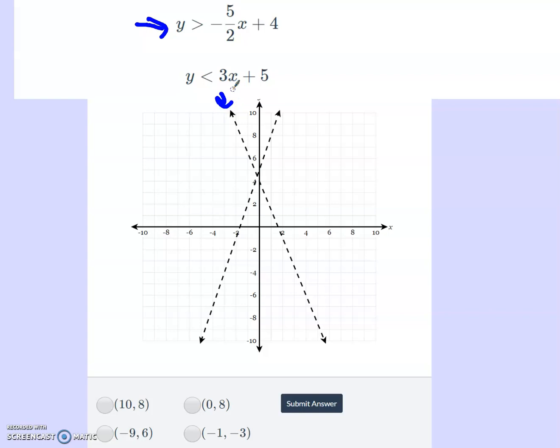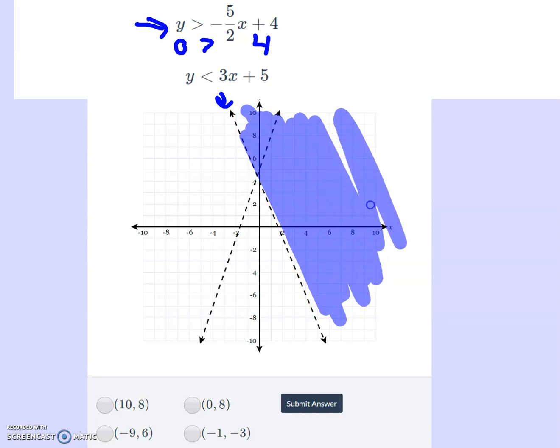Okay, well, I like testing that point 0, 0. If I put 0 in here and 0 in there, do I get a true statement? Well, negative whatever times 0 is 0, plus 4 gets me a 4 on the right side. And is it true that 0 is greater than 4? Well, no. So this blue one had better not be shaded toward that point 0, 0 because 0, 0 didn't work. So I'm going to put some blue shading over here, to indicate that that one's shaded up.